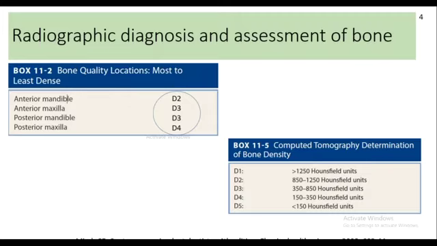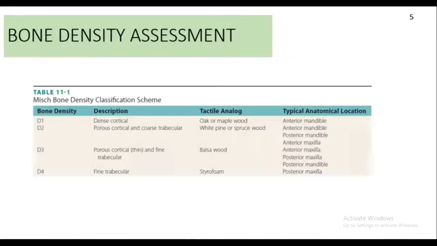So usually, as we all know, the anterior mandible has a D2 type of bone. Each type of bone, that is D1, D2 to D4, we will study individually. The anterior maxilla has a D3 type of bone. The posterior maxilla has a D4 type of bone. The posterior mandible has D3 type of bone. So what are these D1, D2, D3, and D4?